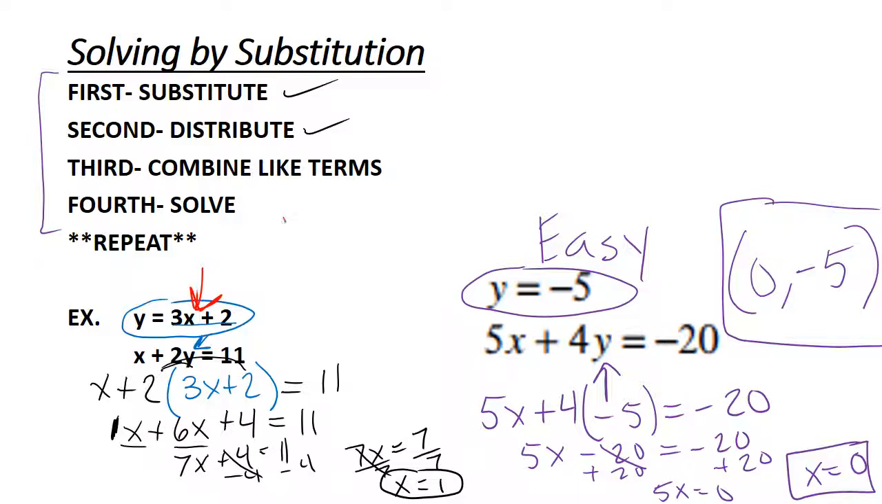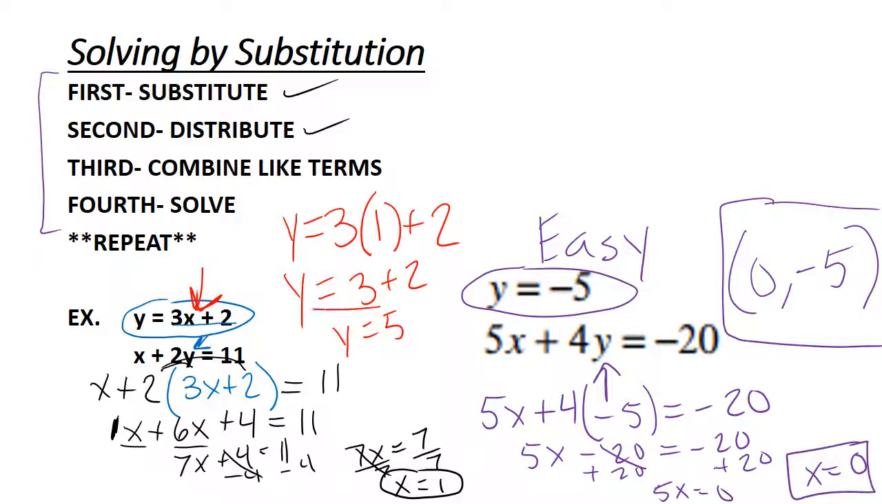So it'll look like this: y equals 3 times 1, all right, that's where I got the x, plus 2. All right, just multiply and I'm done. 3 times 1 is 3, 3 plus 2, that gives me y equals 5. So I have to write my final answer as a point. So it's 1, 5.